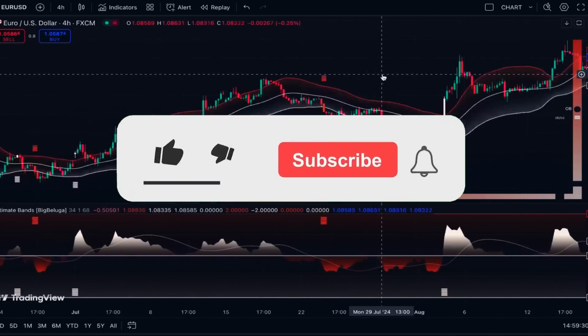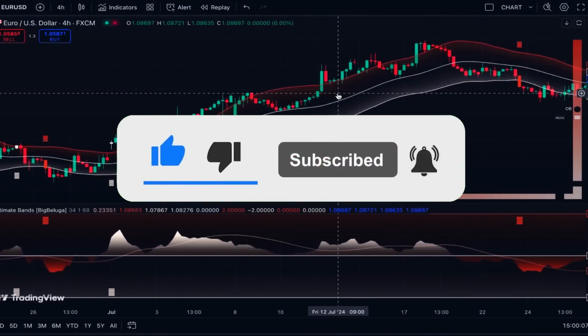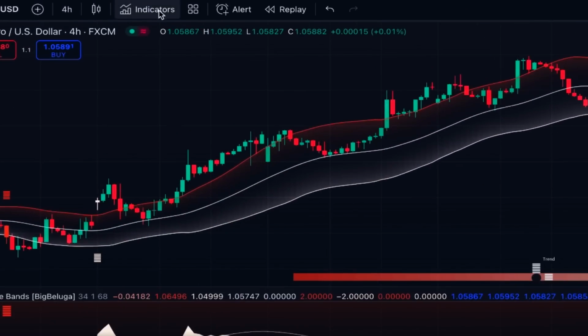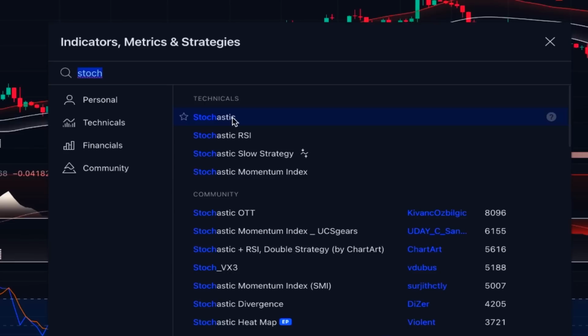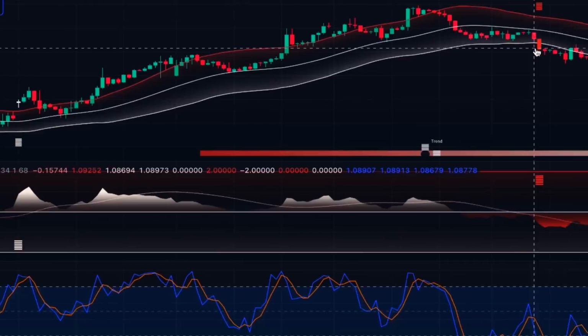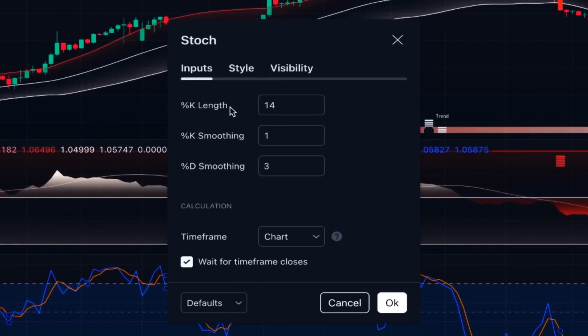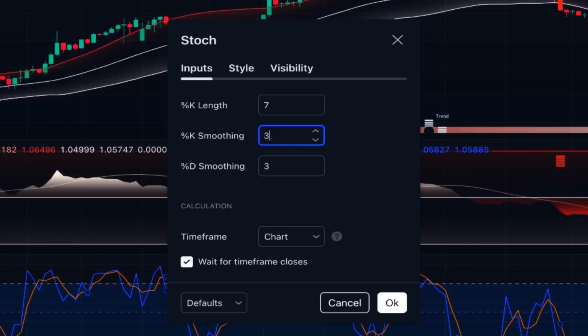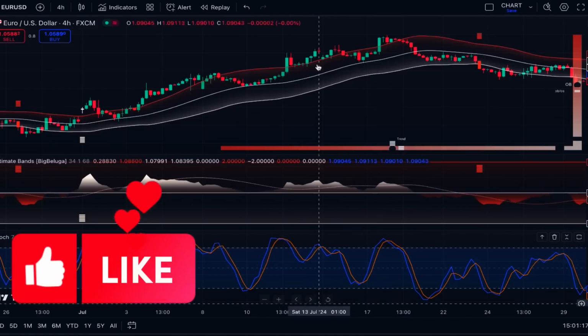Alright, now let me teach you a trend following strategy with the help of this indicator and the stochastic oscillator. Here we click on indicators and we search stochastic. We add this one, which is a built-in indicator on the TradingView platform. We need to change its settings. So here we go to the settings of the indicator, and for K% length we set it at 7, and for K% smoothing we set it at 3. Everything is already set on the chart, and let's see how we trade based on this setup.